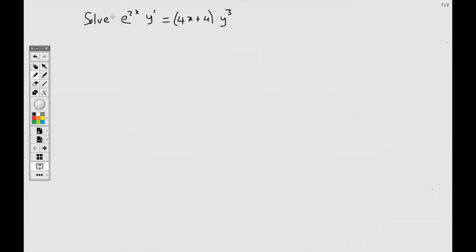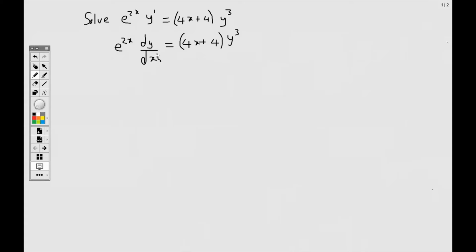Let's get started. Today I'll be solving the differential equation e to the 2x times y prime equals 4x plus 4 times y cubed. First I'm going to change y prime to dy over dx. So I am going to have e to the 2x, and now my y prime will be dy over dx. And then I have my 4x plus 4 times y cubed.